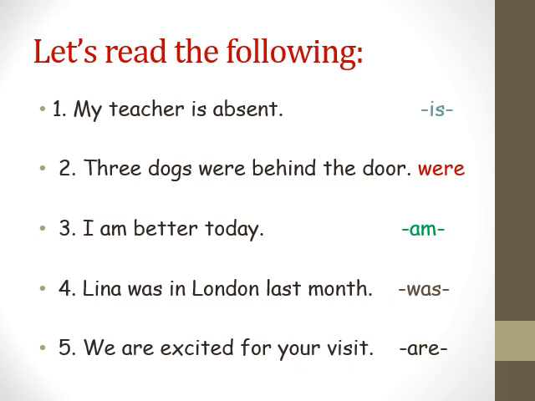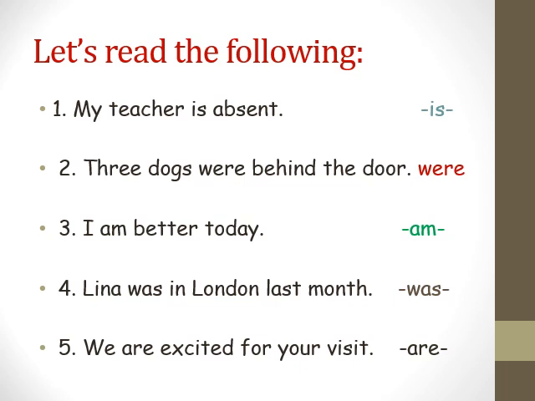And now we're going to move to the second part of the lesson. On the screen, I have 5 sentences. What I need to do is to read each sentence in order to identify the verb in each sentence. Number 1. My teacher is absent. Where is the verb in this sentence? You are already familiar with the verb to be. So, sure, the verb is, the verb to be, is. Perfect.